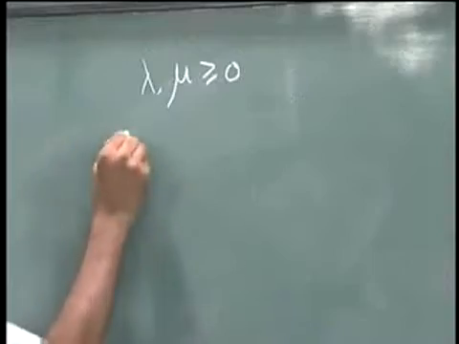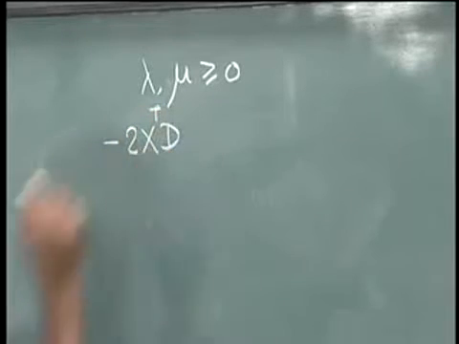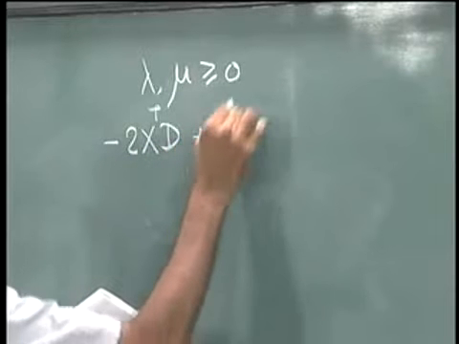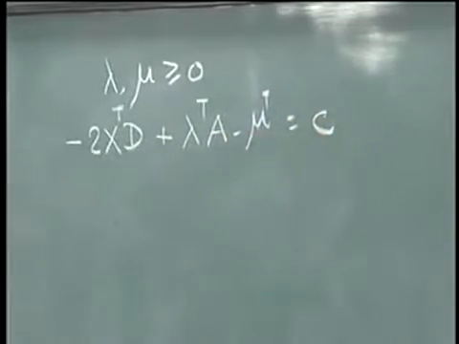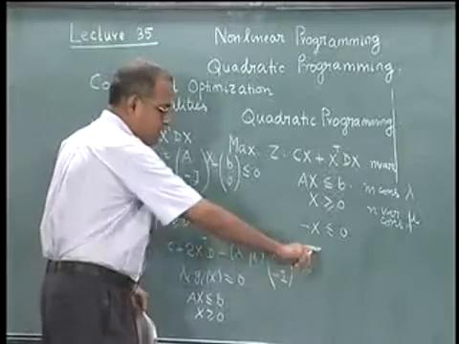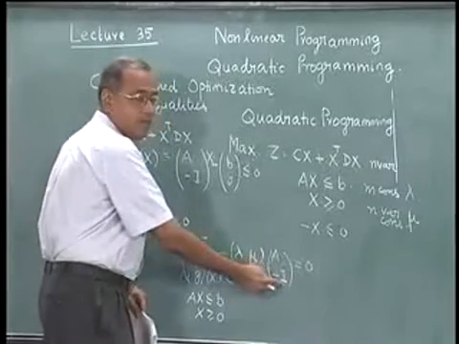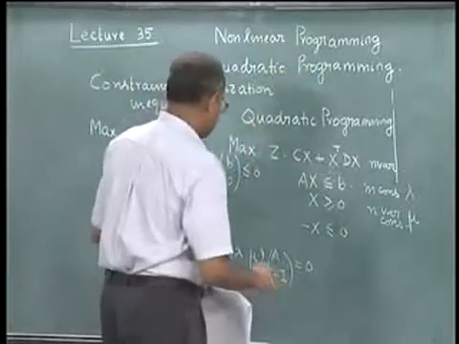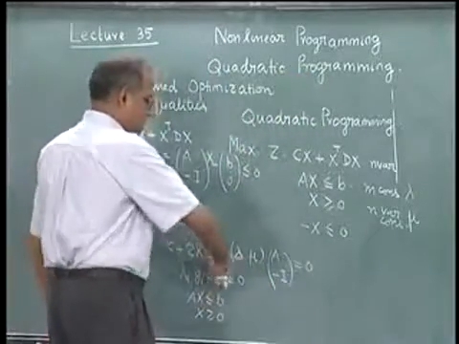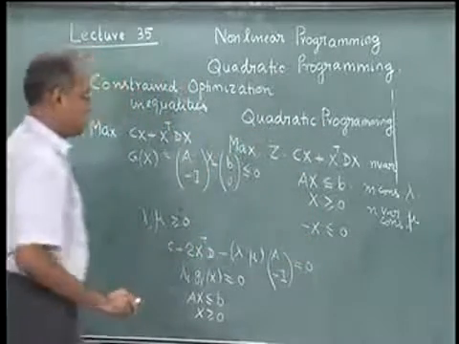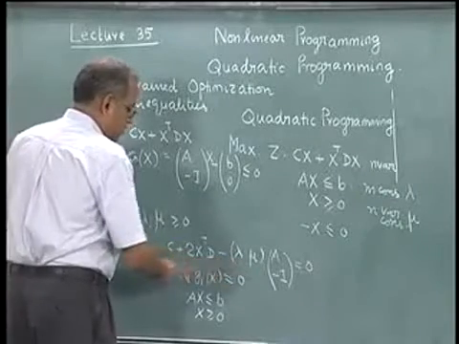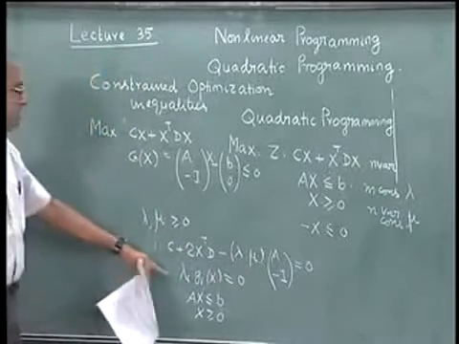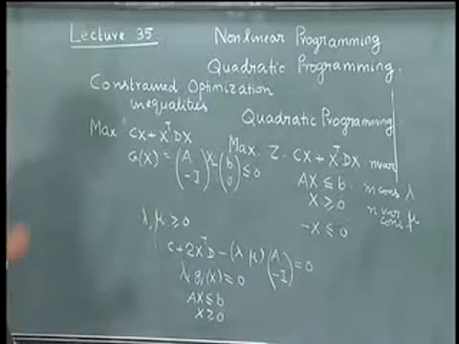We would get minus 2x transpose d plus lambda transpose a minus mu transpose is equal to c. Now this lambda a goes on this side, mu minus mu into minus I would give you a plus here, and when this goes to the other side you get a minus. So this equation is written that way. Now this one, lambda I gi of x equal to 0, is now written like this.